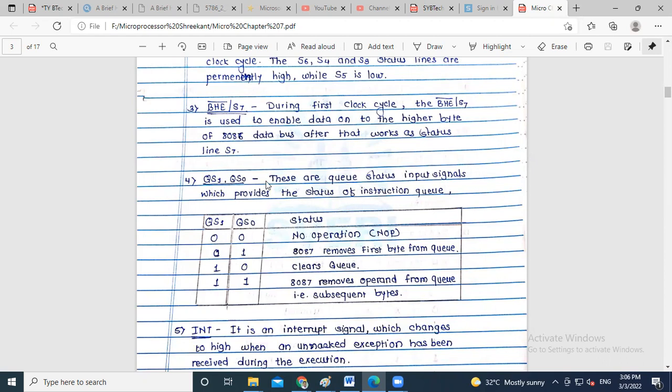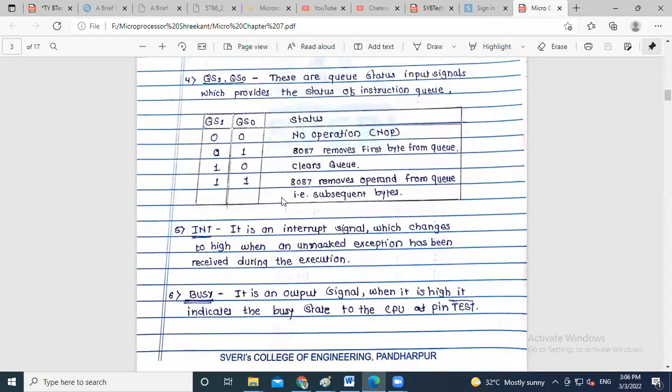It also works as the status line S7, and there are two signals, QS1 and QS0. These are the queue status. Queue status in the sense what? It is QS1 and QS0, meaning status 0 and status 1 of the queue input signals, which provide the status of each instruction present in the queue. So for example, if QS0 and QS1 you take in the truth table with 0 0, 0 1, 1 0 and 1 1 combinations.